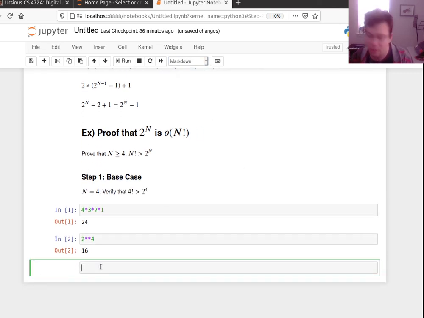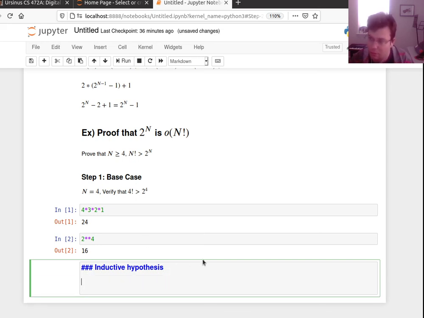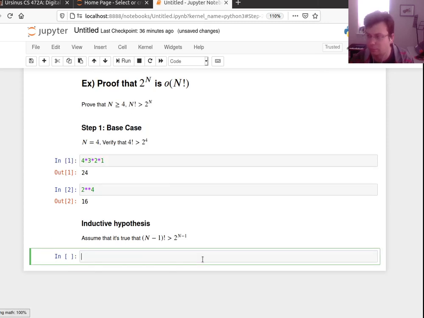Okay, now let's do the inductive hypothesis. So my proposition is that n factorial is greater than 2 to the n. So what I'm going to do is assume that it's true that n minus 1 factorial is greater than 2 to the n minus 1. Okay, good. That's it. That's our inductive hypothesis. Okay. So let's try to do our inductive step.